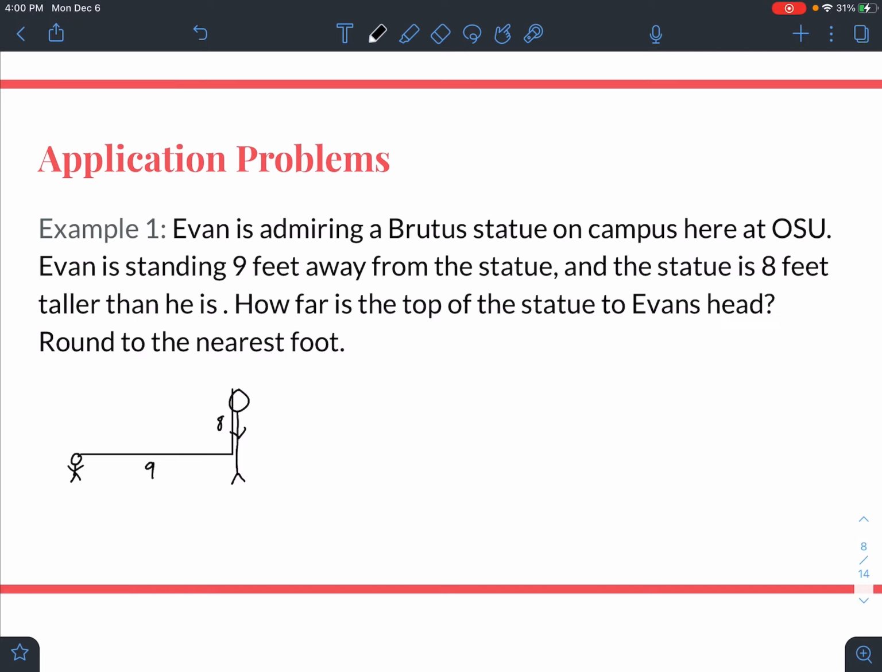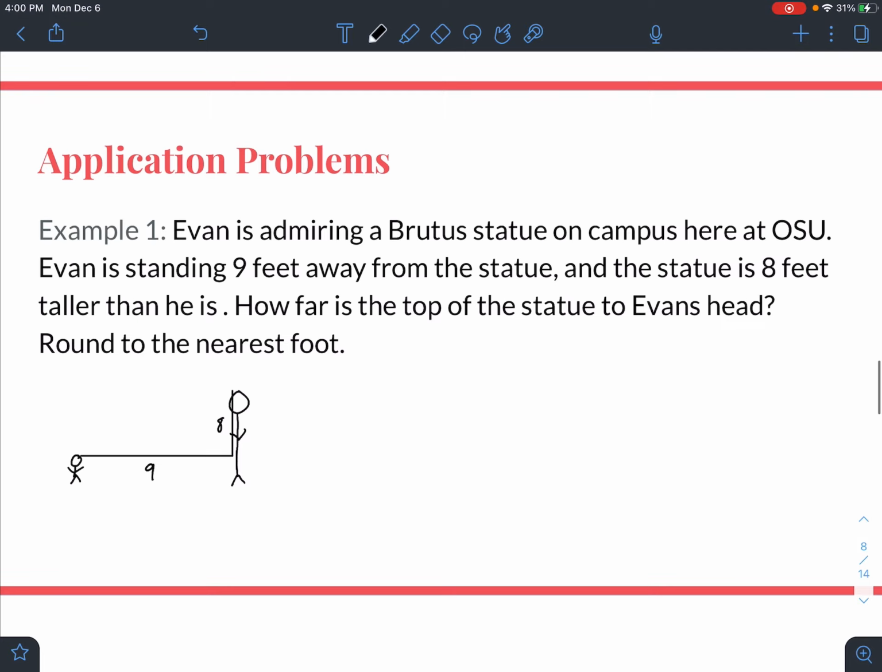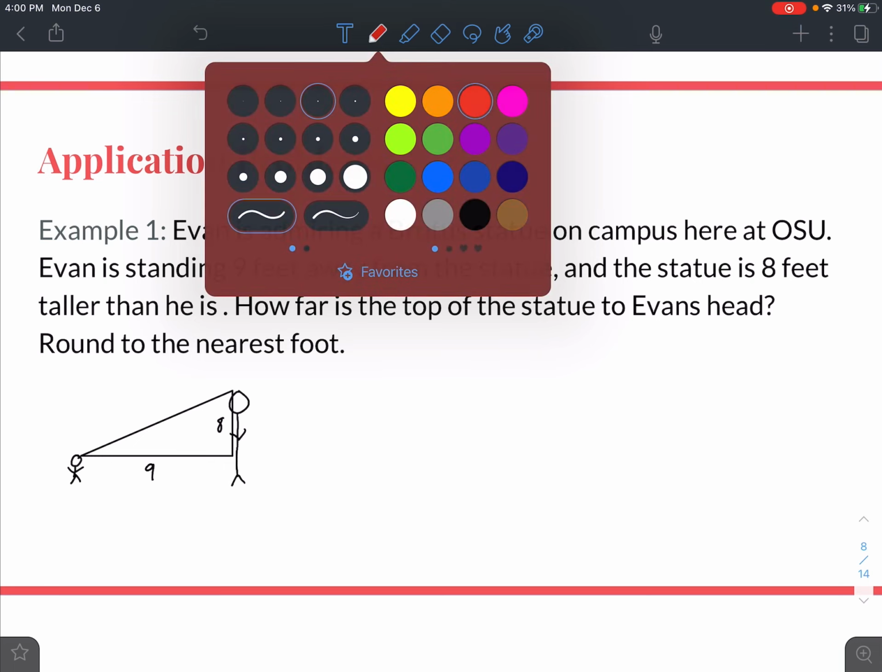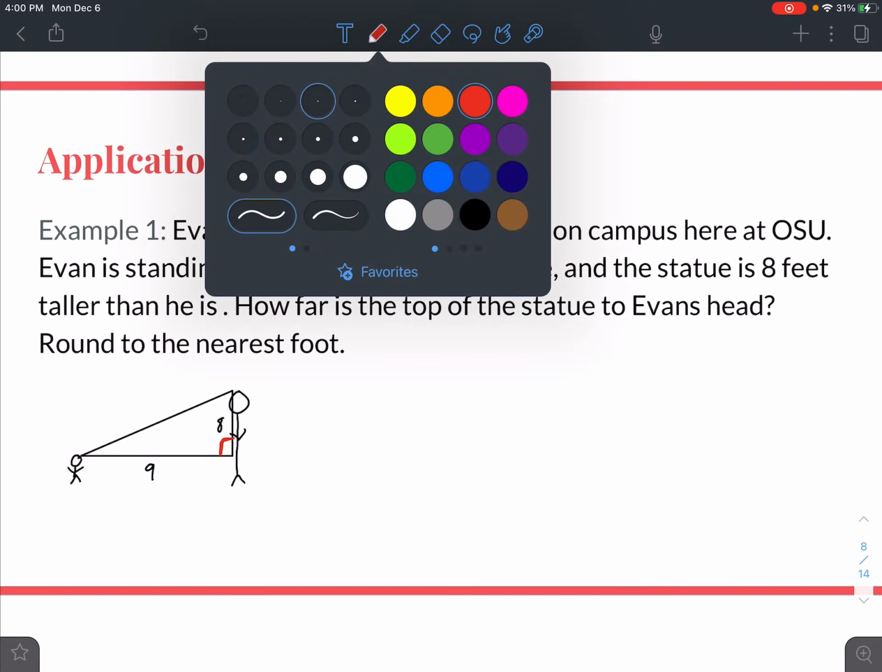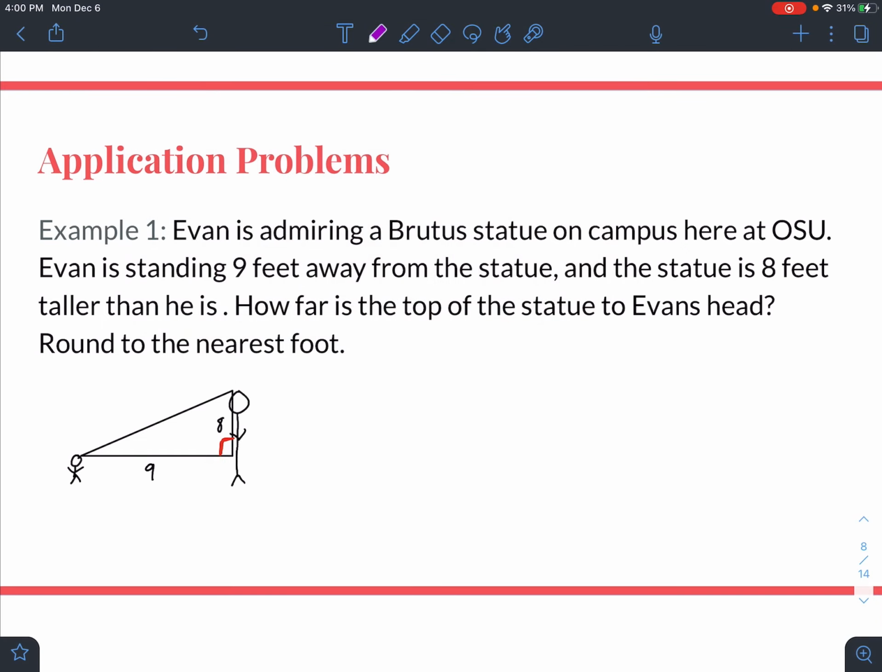We want to know how far the top of the statue is to Evan's head. So we want to know this distance. Hopefully you guys can tell that this makes a right triangle, and we want to solve for the hypotenuse. So we're going to use the Pythagorean theorem and plug into a squared plus b squared equals c squared. A or b, it doesn't matter which one. One is 9 and one is 8.